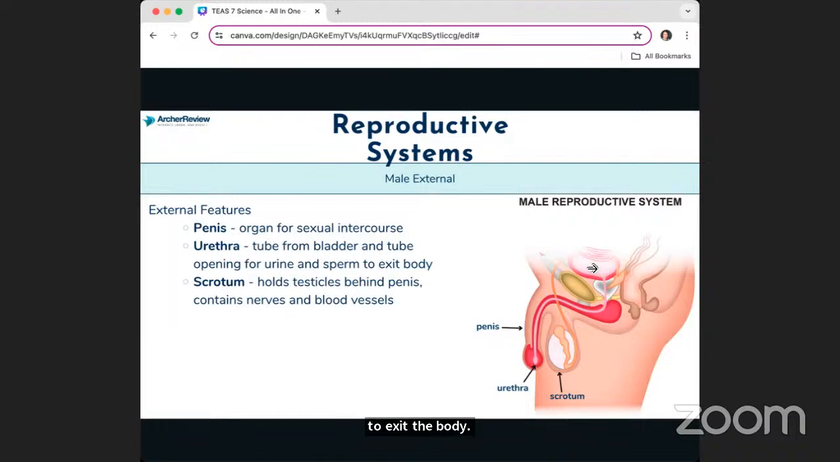Another external feature for the male reproductive system is the scrotum. The scrotum holds the testicles, which are situated behind the penis, and it contains nerves and blood vessels.